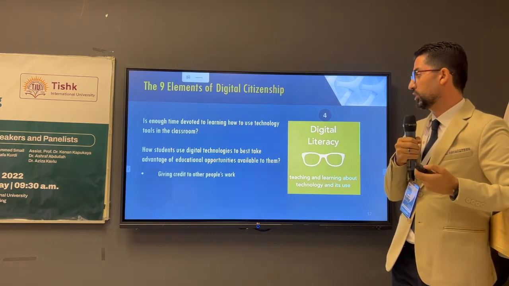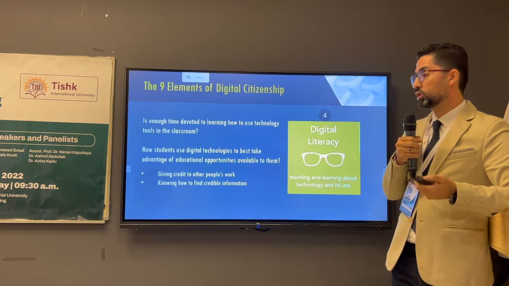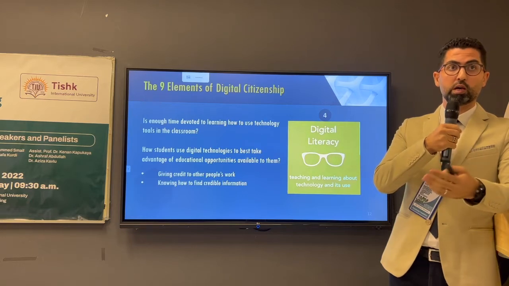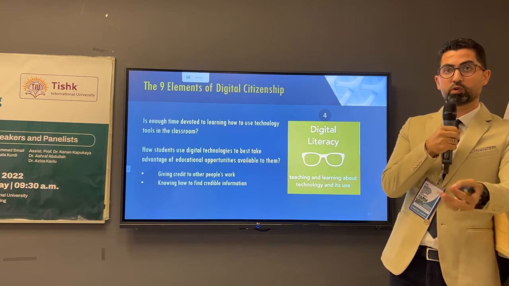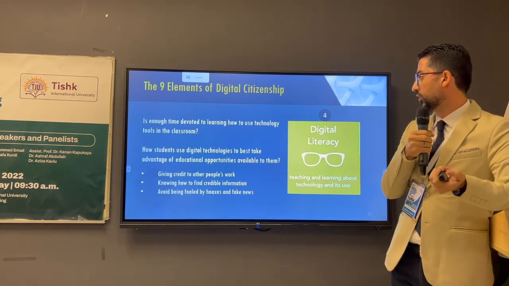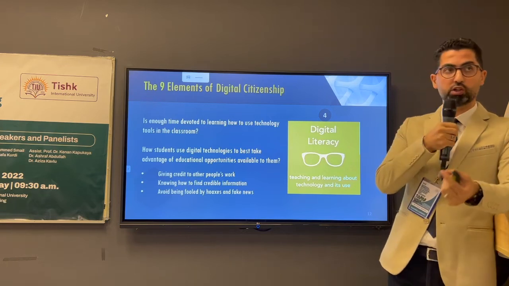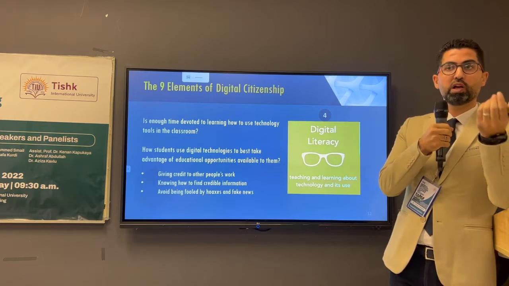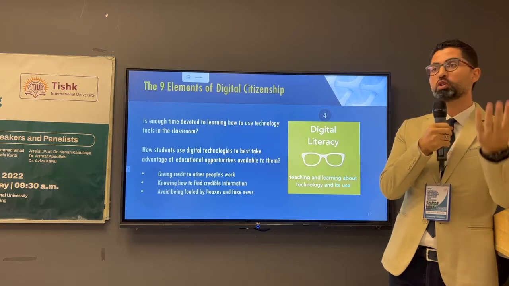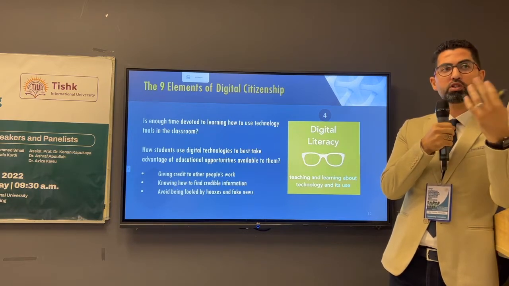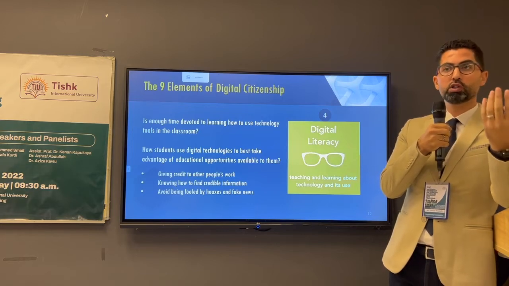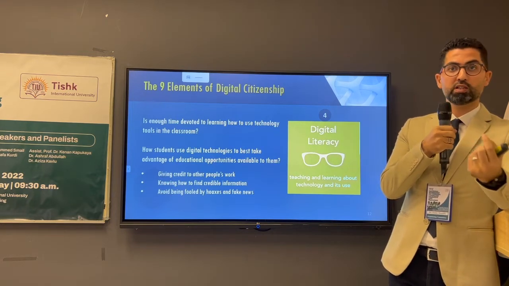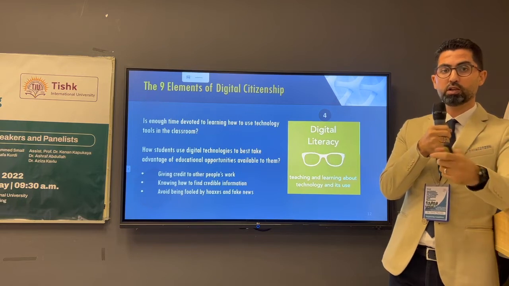For example, giving credit to other people's work when they use it, and citation. Knowing how to find credible information is an important thing. You give them a task, and they need to find credible information for it. And then avoid being fooled by hoaxes and fake news. This is on the social networking level, or sometimes just rumors circulating among students. Someone says something about a student and it circulates without being true. So how do we teach students to find the source of information and make sure it comes from a correct person or not.